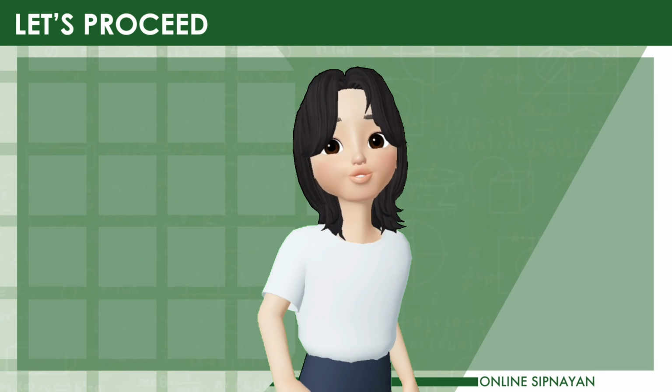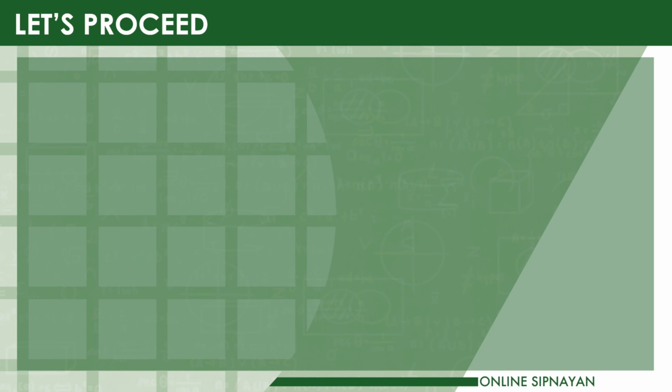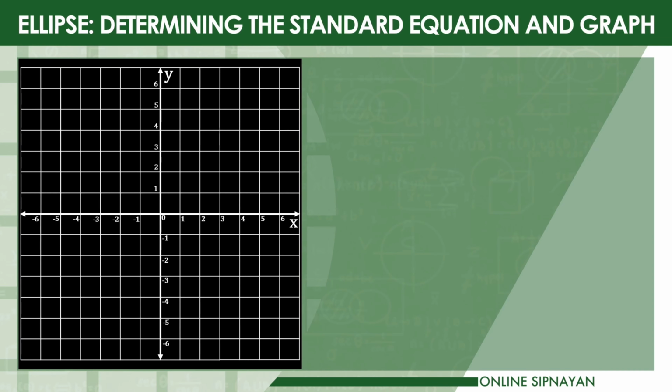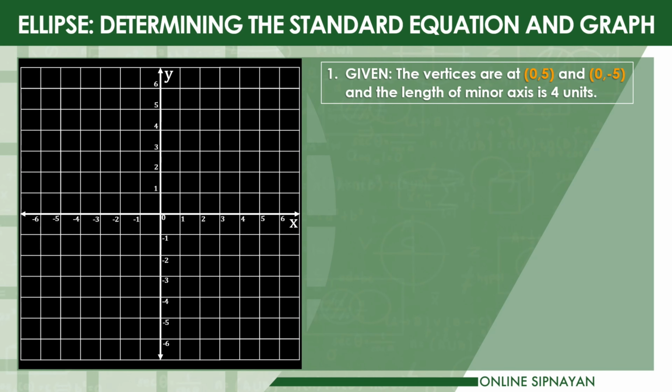Let's proceed to some examples. First, we're going to determine the standard equation and graph of an ellipse. Example number 1, with given vertices at (0, 5) and (0, -5) and the length of the minor axis, which is 4 units. So if we're going to plot the given vertices and notice that they have the same x values, we know that this ellipse has a vertical major axis. You may see summary table case number 2 to guide you in this example.